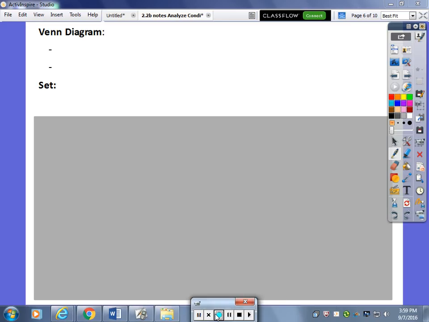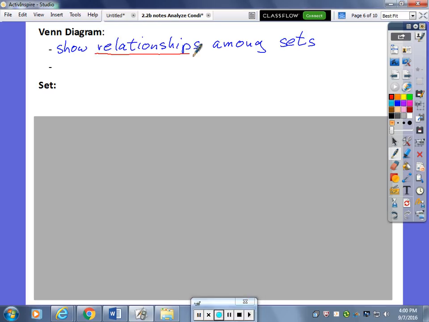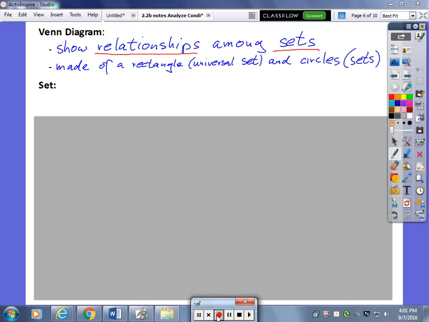All right, so let's talk about Venn diagrams. Venn diagrams show relationships among sets of objects, things, numbers, or whatever the case may be. They are made of a rectangle, which represents the universal set of objects that we're talking about, and inside it, circles that represent various subsets.